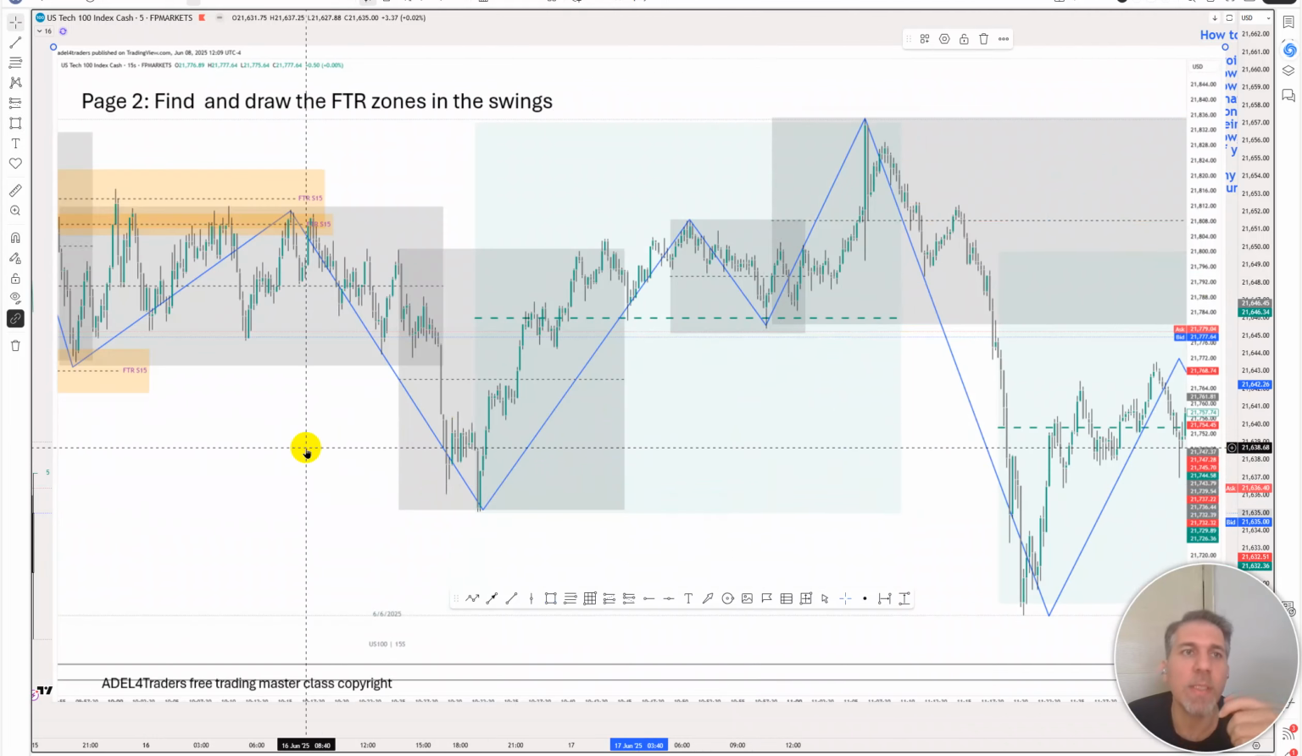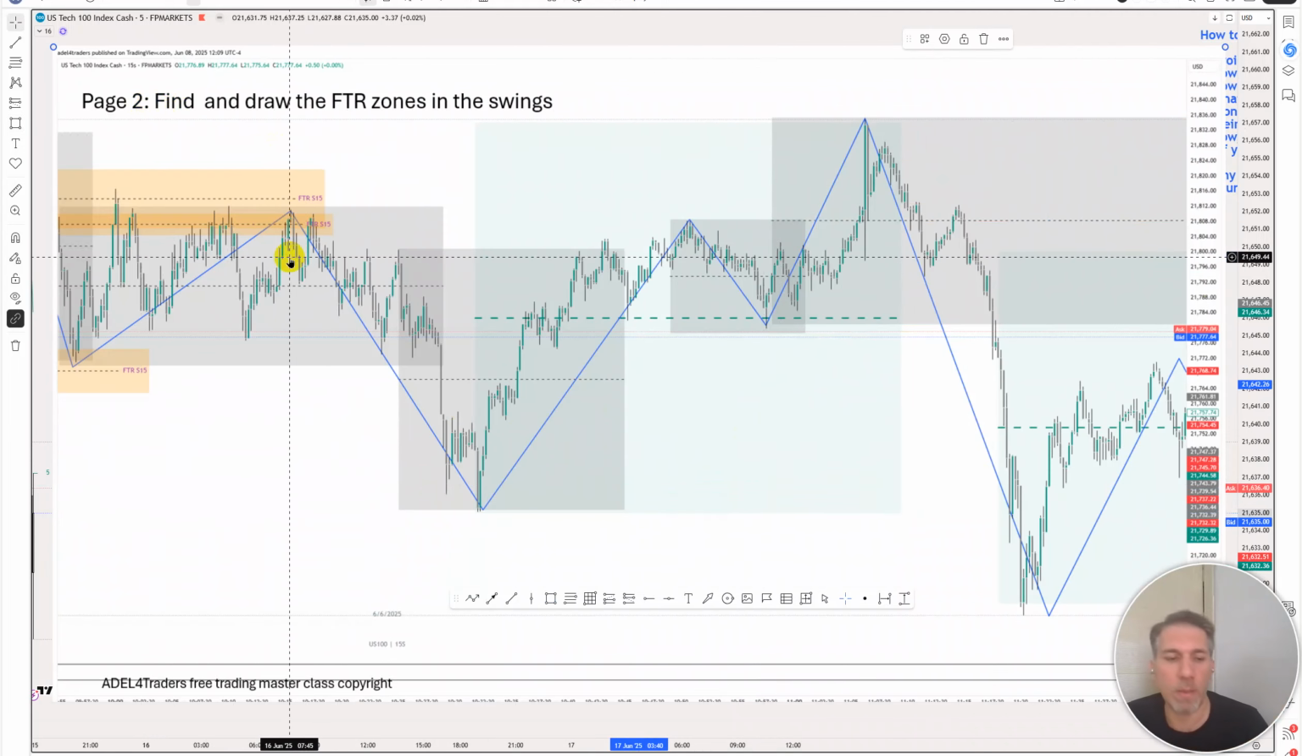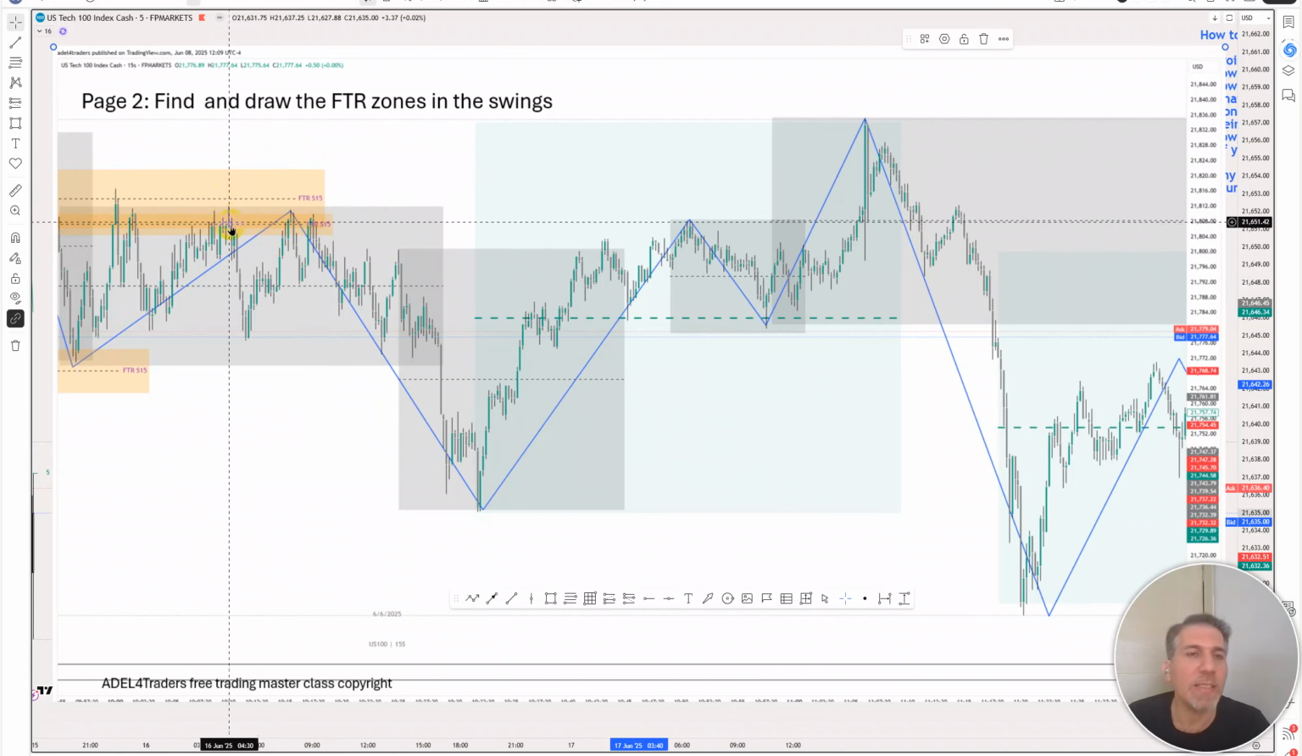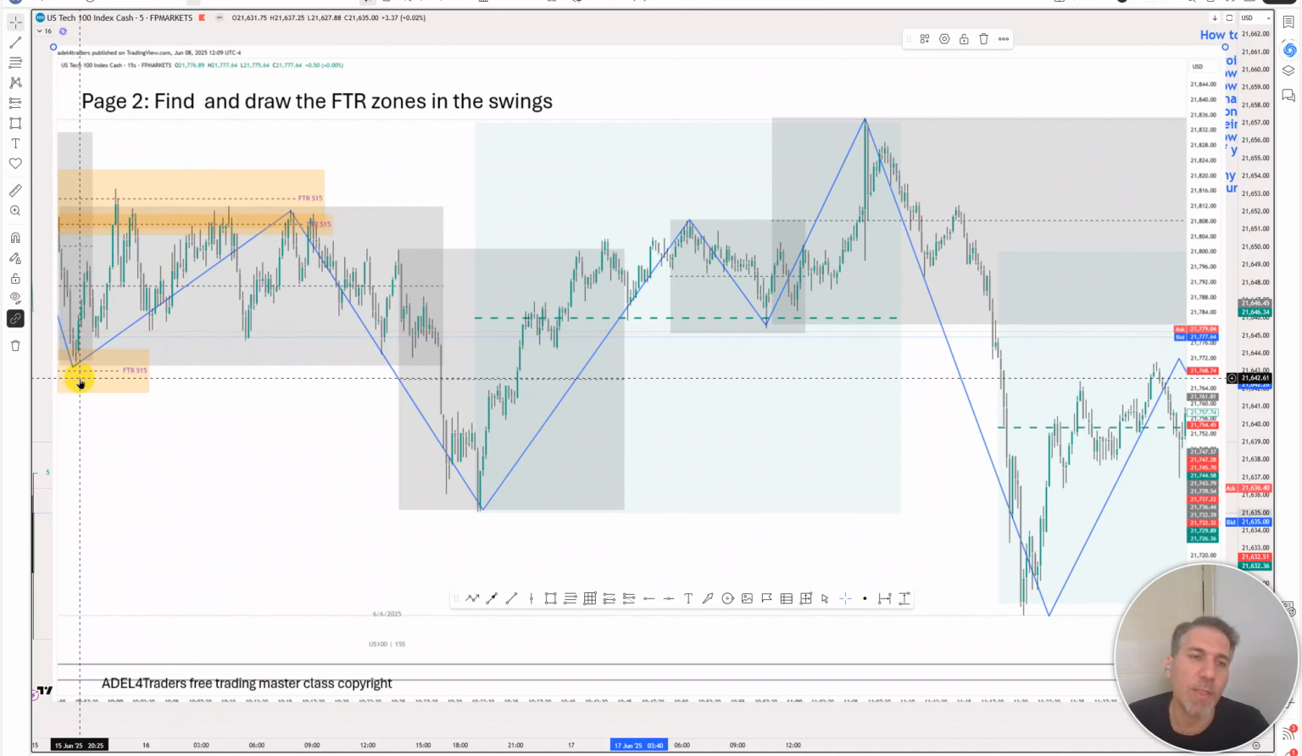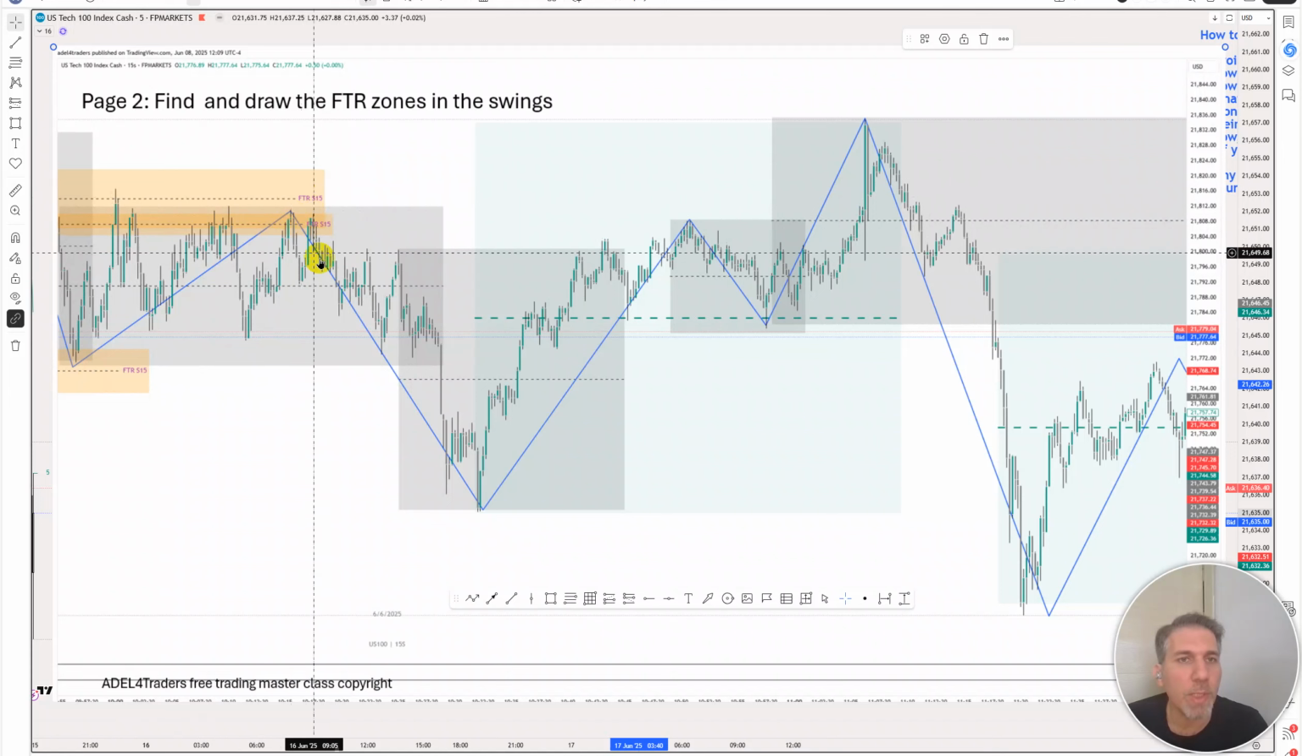Now, this is the second page in your drill. As you see, the last FTRs we just drew and plotted on the chart were these two. I said that it doesn't matter if you're just going to take this one or that one. And the previous one was this, and this is the reaction. We had two reactions for that one. Now we're going to work on this one.